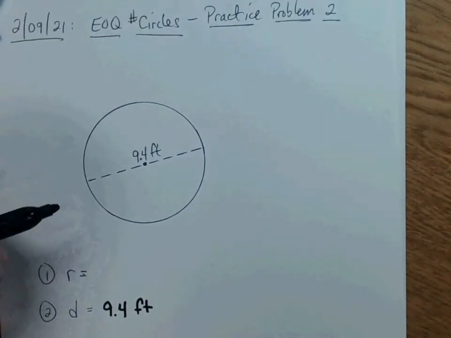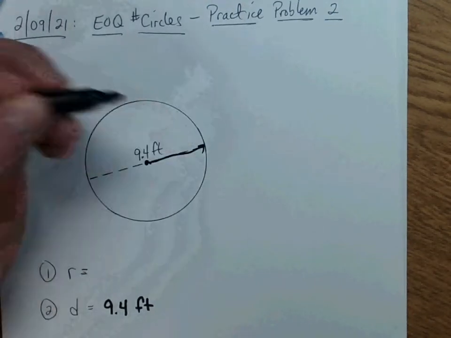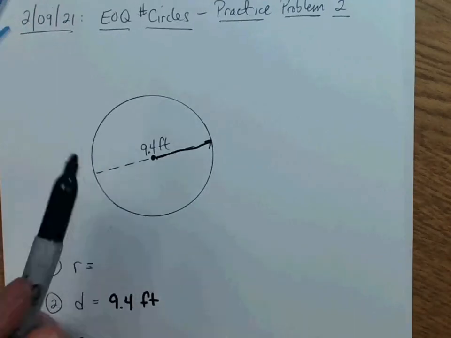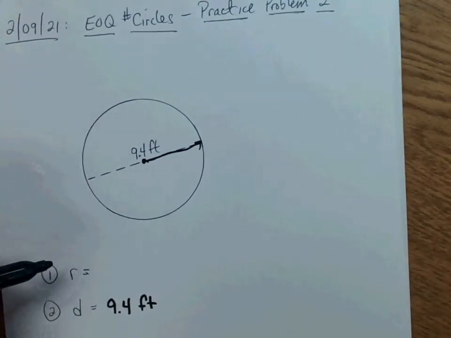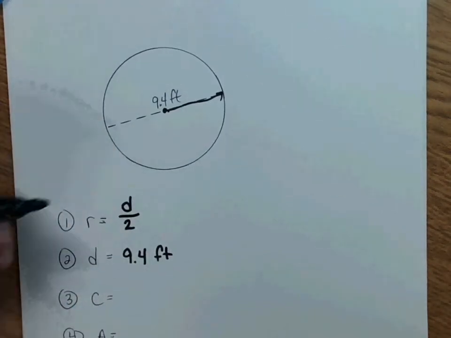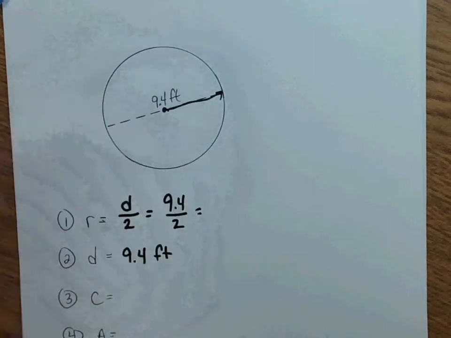Understand that a radius goes from the center out. So the radius is half the length across the circle. To find the radius, I'm going to take the diameter and divide it by 2. So I'm going to take 9.4 and divide it by 2.